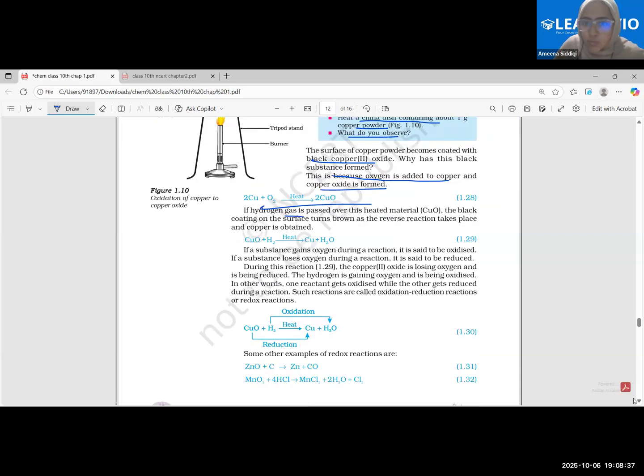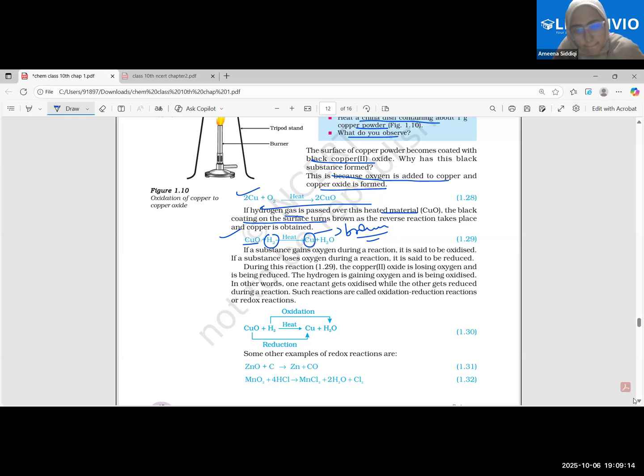If hydrogen gas is passed over this heated material, CuO, the black coating on the surface turns brown. Why? Here again copper undergoes reduction, and it forms the copper metal, the element, again. We get the brown color. This is important and might be asked: how can we get back the elemental form of copper from cupric oxide? You react it with hydrogen, and hydrogen acts as a reducing agent, so copper is reduced to copper from cupric oxide.